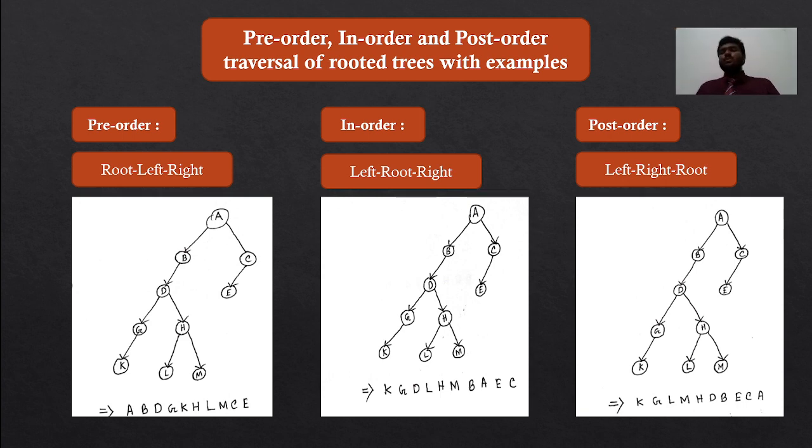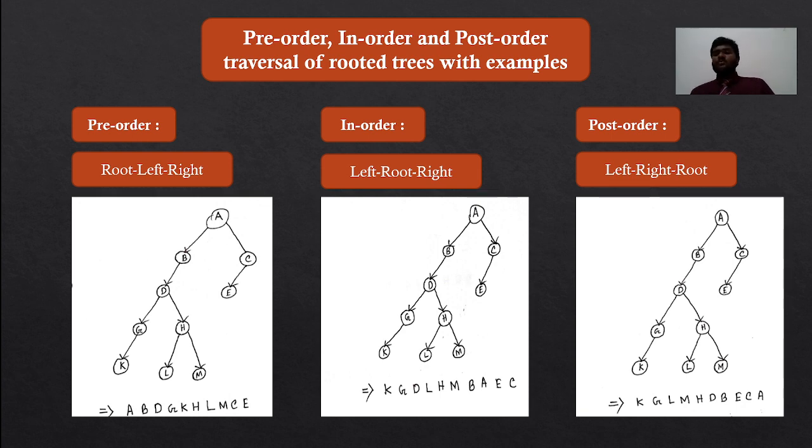Then if we do post order, the rule is left, right, root. Here the left child is k, then we have to go to g, then after the left child, we have to go to the right. Here if we consider h as the root, we have to write first the left child, which is l, then the right child m, and their root is h.